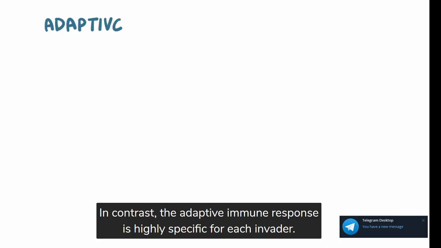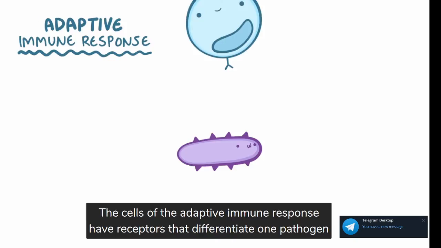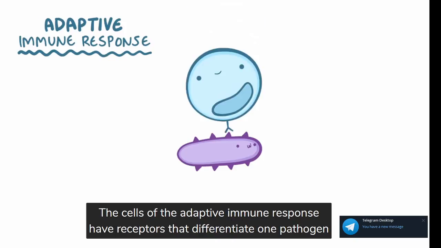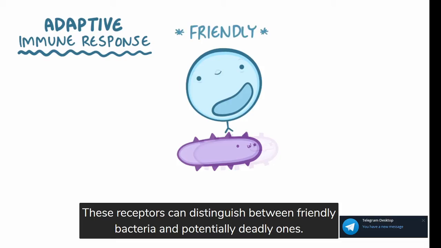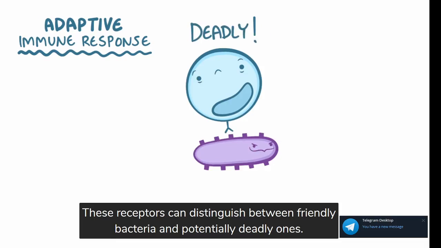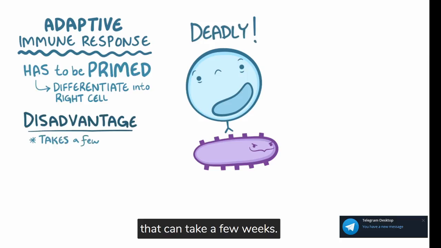In contrast, the adaptive immune response is highly specific for each invader. The cells of the adaptive immune response have receptors that differentiate one pathogen from another by their unique parts, called antigens. These receptors can distinguish between friendly bacteria and potentially deadly ones. The trade-off is that the adaptive response relies on cells being primed or activated, so they can fully differentiate into the right kind of fighter to kill that pathogen. And that can take a few weeks.